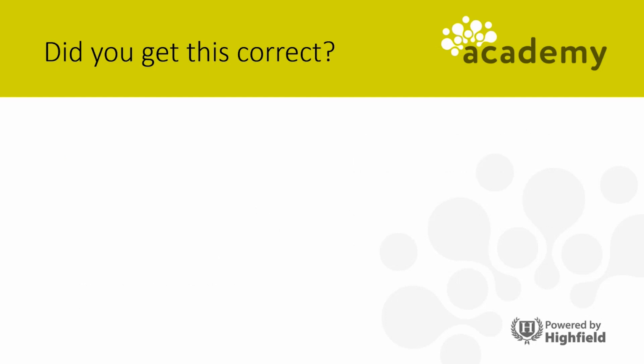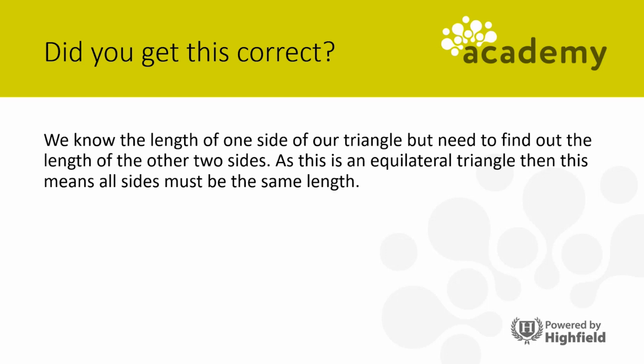Did you get it right? Well, we have the length of one of the sides of the triangle, but we need to find out the length of the other two sides. And as this is an equilateral triangle, all the sides must be the same length. So P equals 7 plus 7 plus 7, which is 21 millimeters.